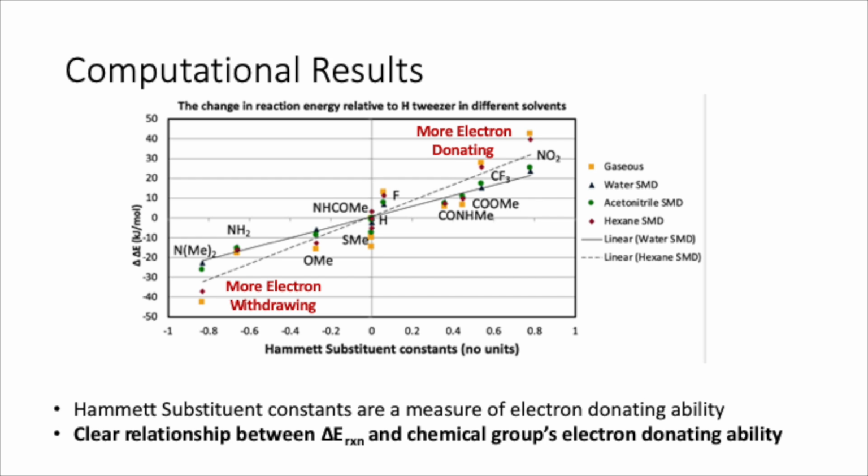This plot shows the relation between electron withdrawing or donating ability and the change in conformation energy. All energies shown here are with reference to the tweezer with no chemical group. The more electron withdrawing a chemical group is, the more negative the change in energy is. The more electron donating a chemical group is, the more positive the change in energy. This relationship supported our hypothesis that pH switching could be controlled with different chemical groups.